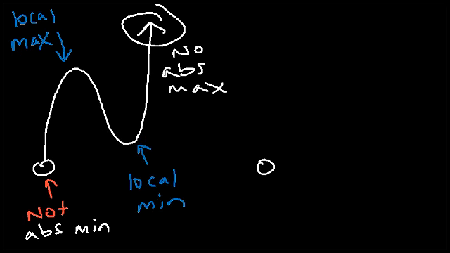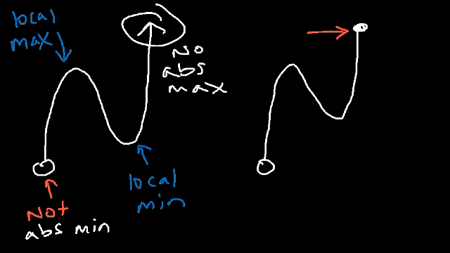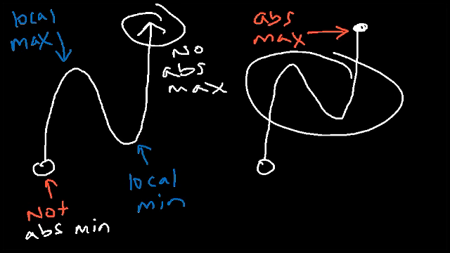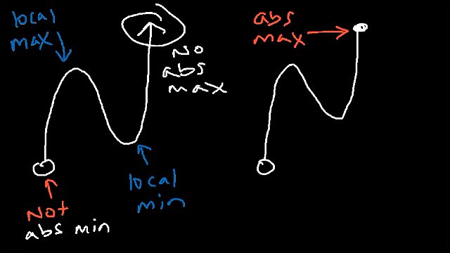Now let's say we had the same graph, but this was a closed circle instead. At this point, this is the highest point of the graph, so this is the absolute maximum. But it's not a local maximum. Usually the local maximums and minimums occur in the middle of the graph. The function is usually increasing and then it's decreasing.